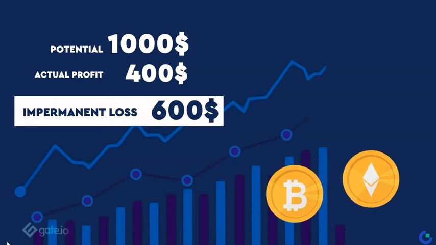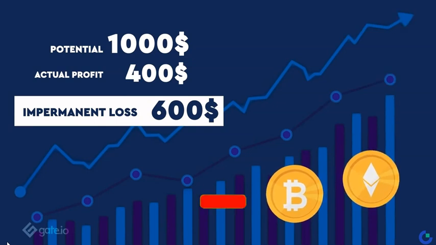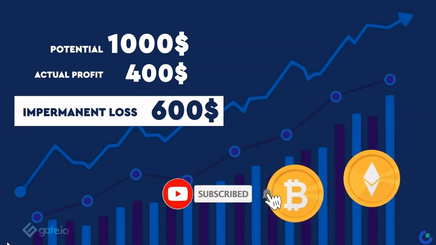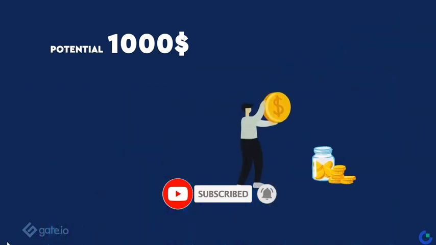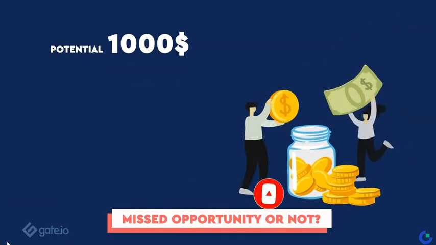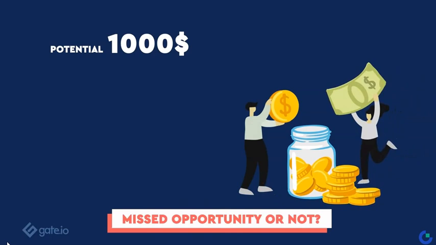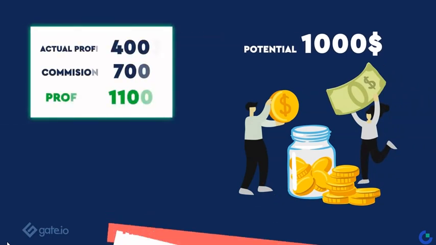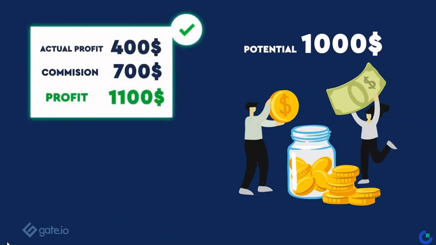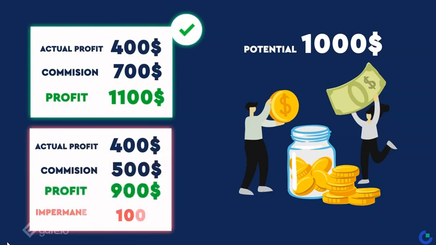So you didn't actually end up with less money than you initially invested. You just lost the opportunity to potentially have made more. However, you received commissions from all of these other people trading in the pool, which could be more or less than the missed opportunity. If you received $700 in commissions, then you were better off in the pool. If you only got $500 in commissions, then you suffered $100 of impermanent loss.